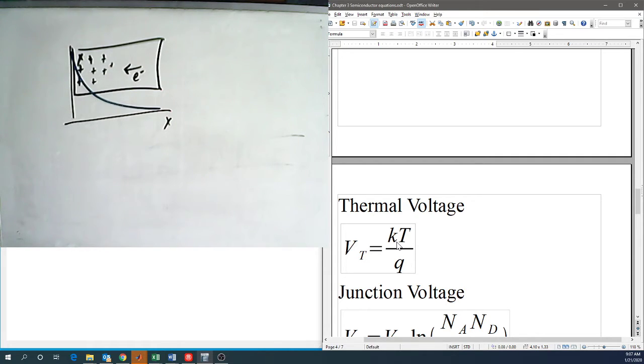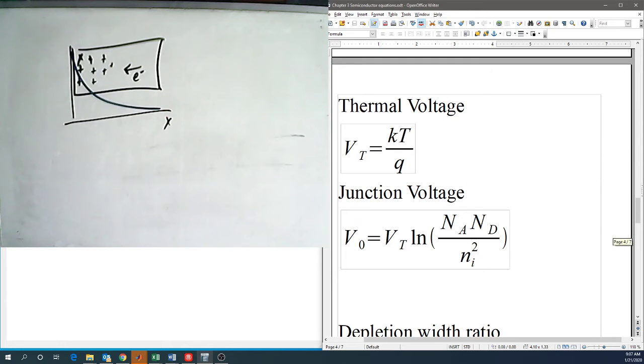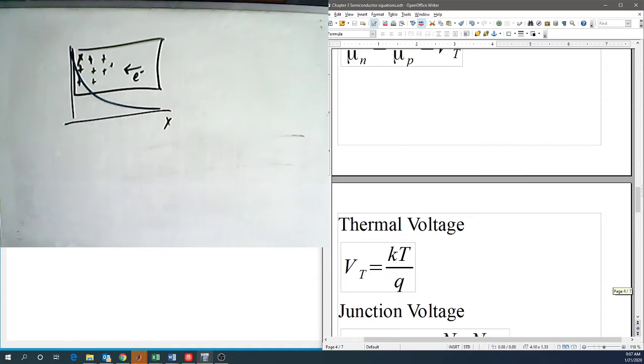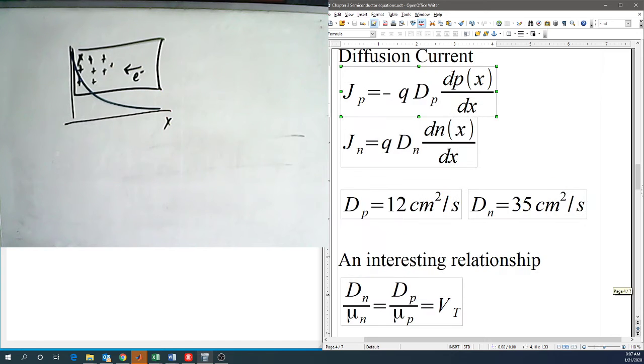In other equations that we've used, the Boltzmann's constant has been the other one. And of course, the junction voltage is something new right now. But so we have two things that can push current.